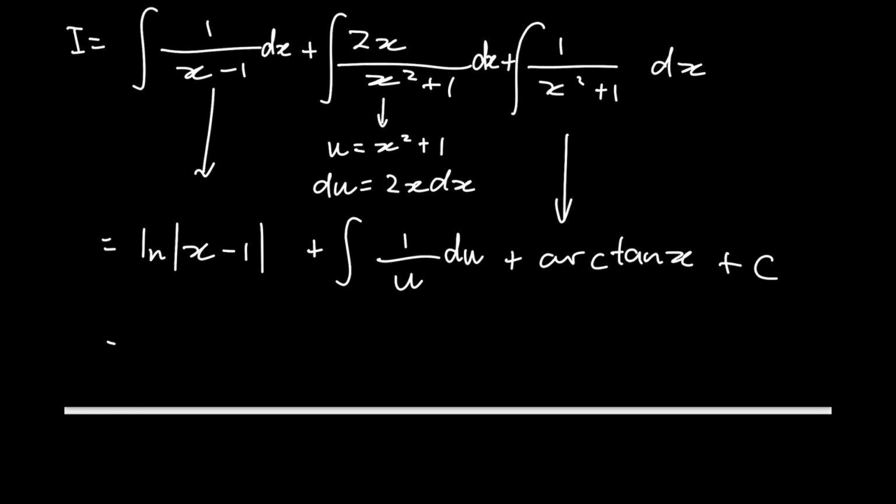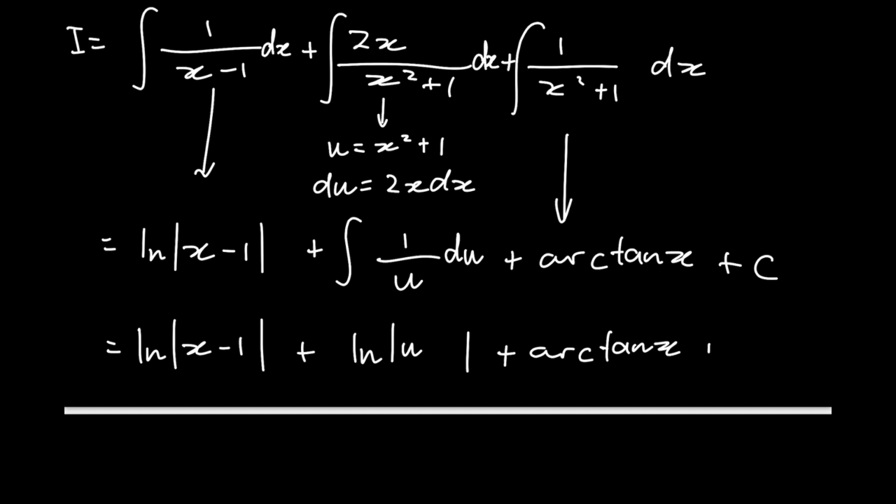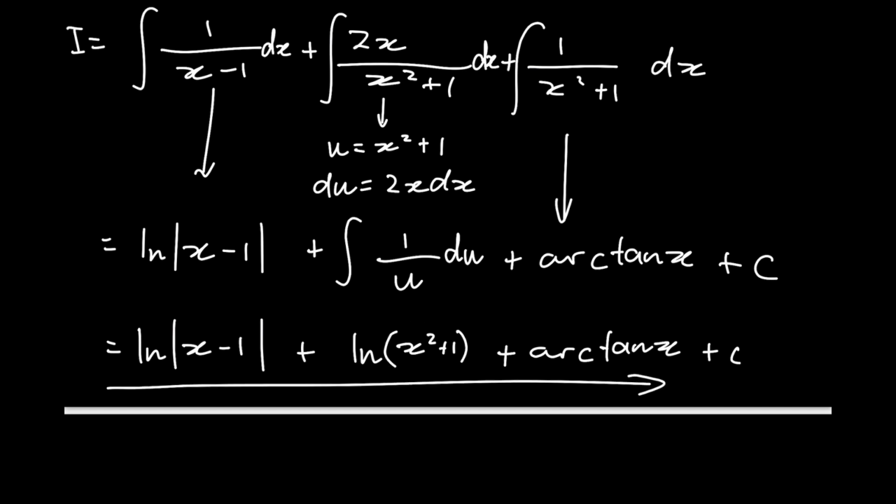Continuing, we have the natural log of |x − 1| plus, and then that integral solved is the natural log of the absolute value of u, plus arctan of x plus C. But we originally said that u was equal to x² + 1, so we can instead write x² + 1. But x² + 1 is always positive, so we don't actually need the absolute value. We can have normal brackets there. And that is the integral solved.